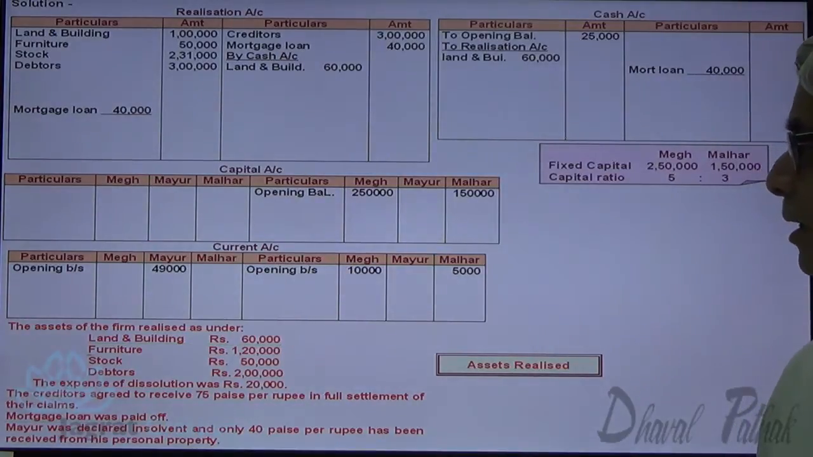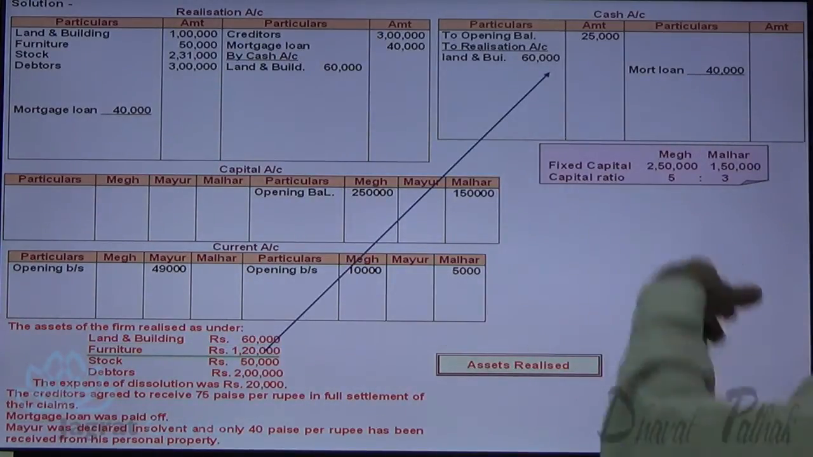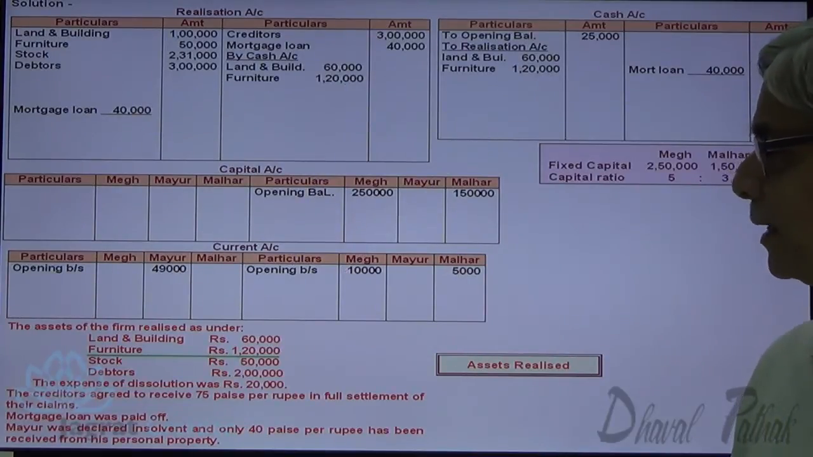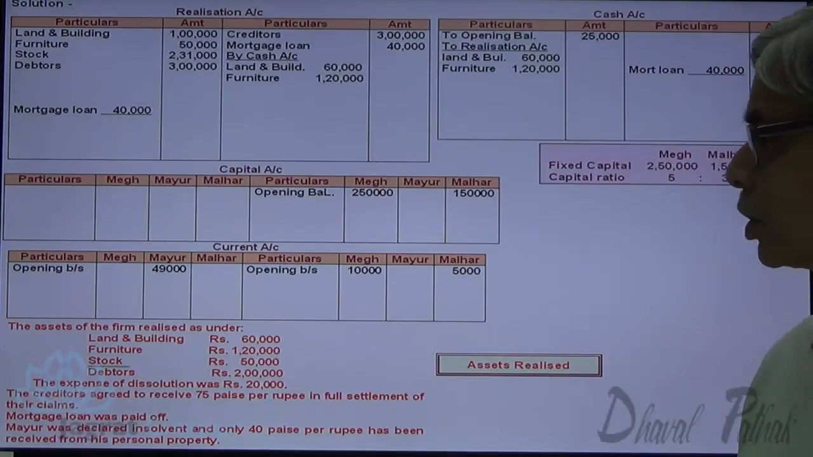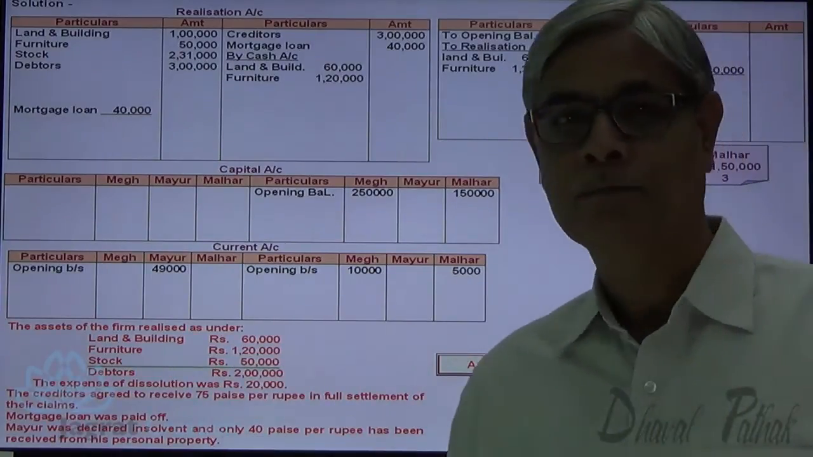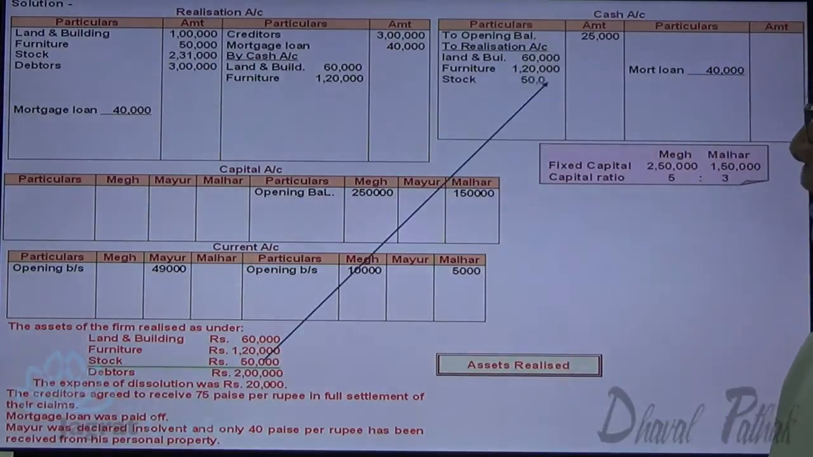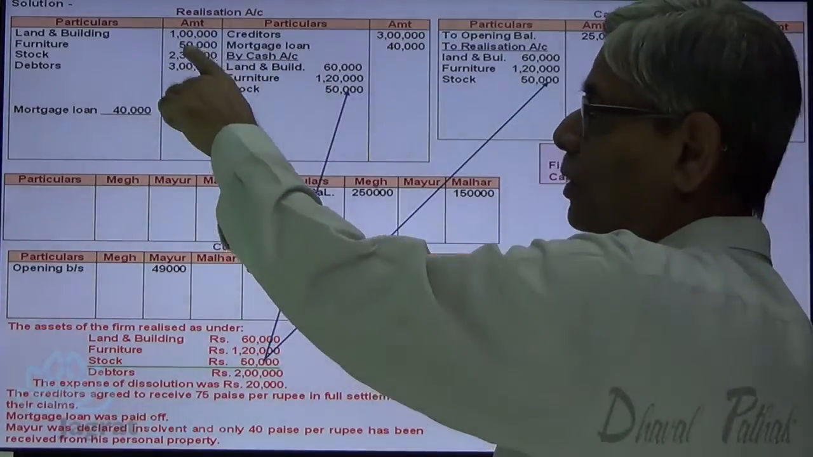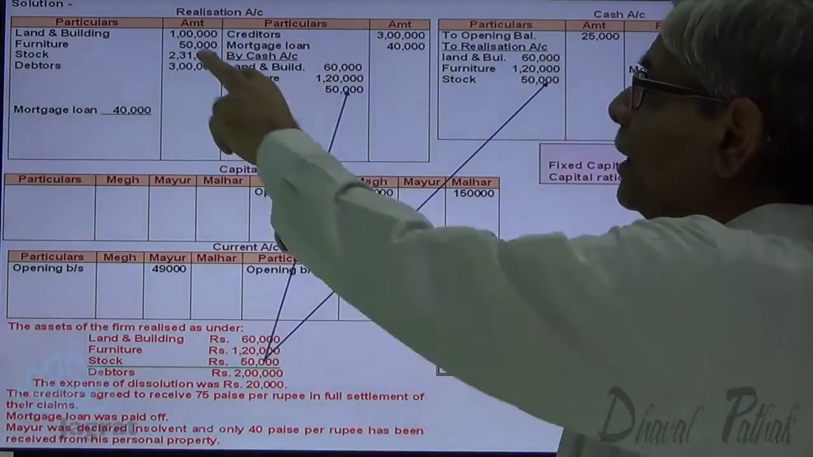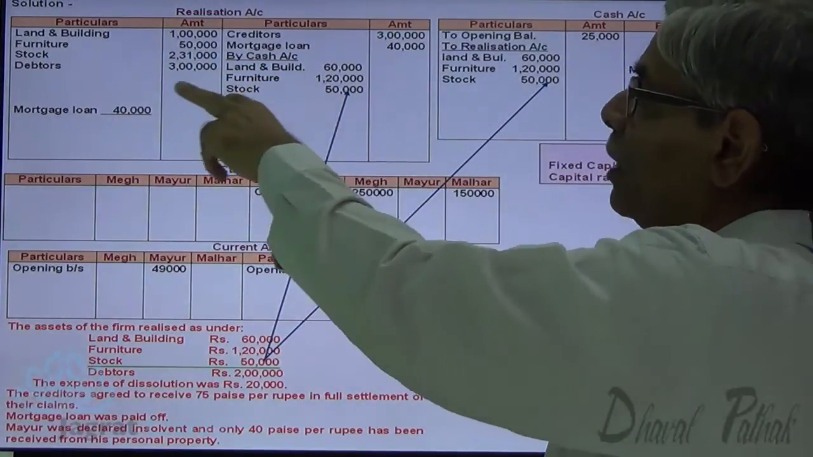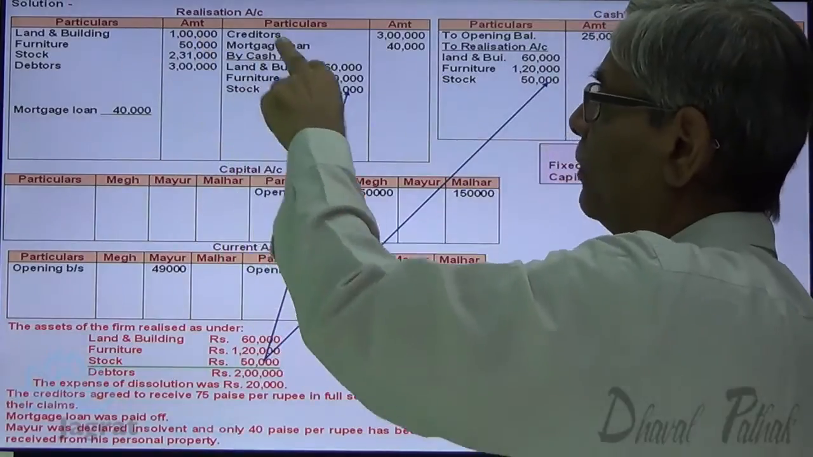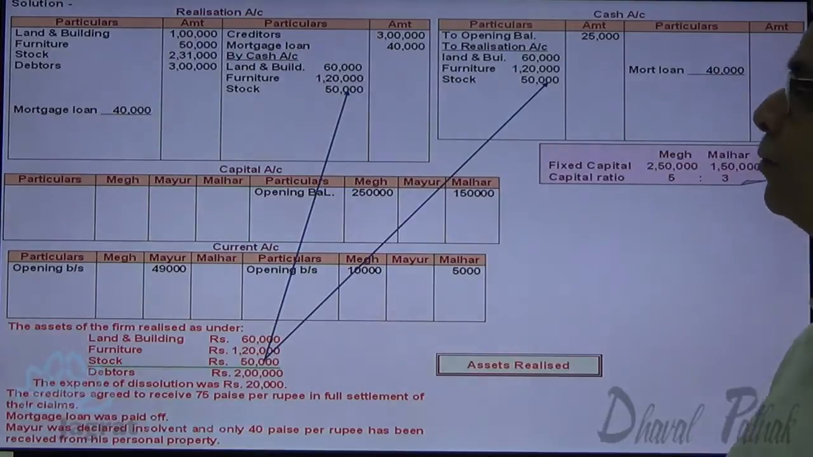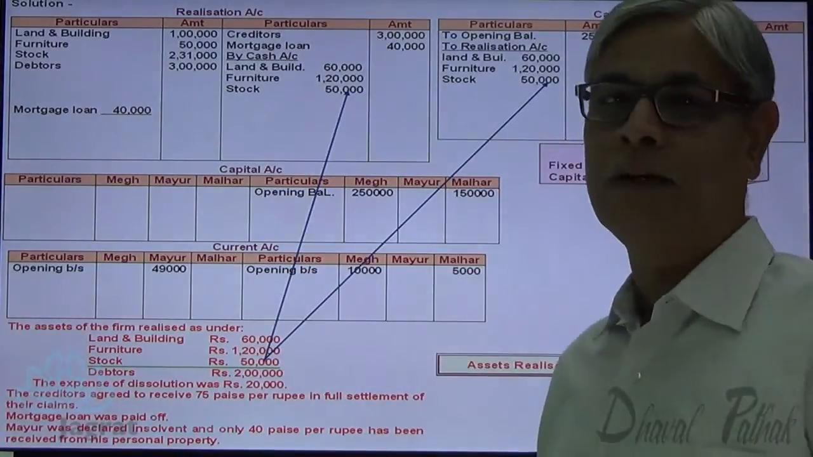Now next, furniture realized 120,000, cash account debit to realization account credit. Then stock realized 50,000, cash account debit to realization account credit. See, this furniture account is transferred to the debit side of realization account. The realized value credited to the furniture is transferred to the debit side of realization account. The realized value is credited to realization account. Difference between this book value and the realized value shows you the profit.